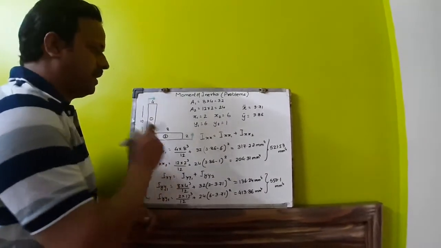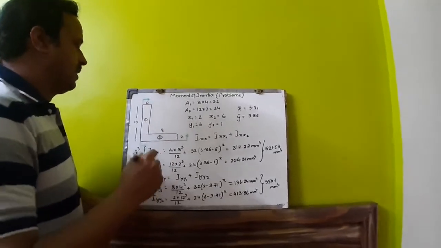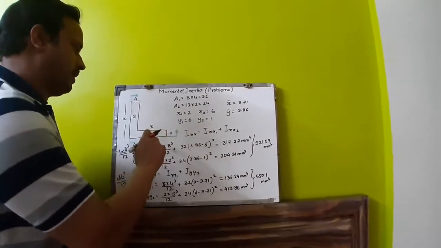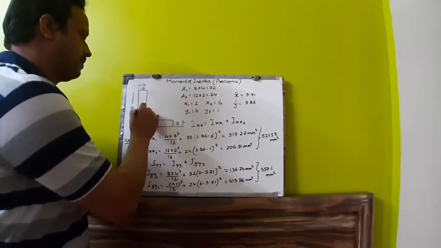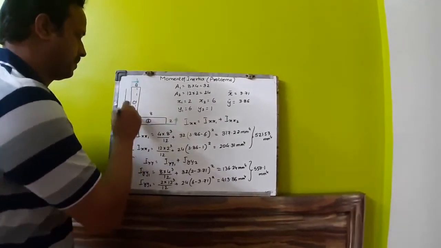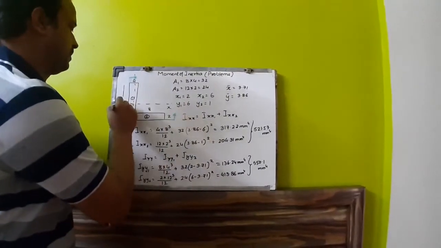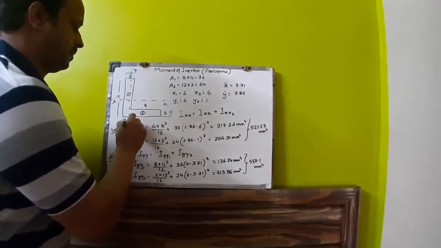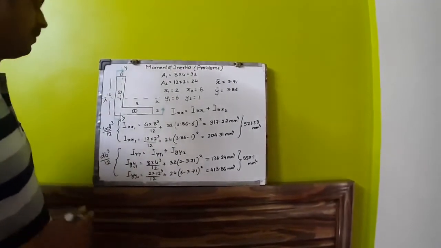Now the moment of inertia about the x-axis. About the x-axis means, if you look, this is 3.86, y bar. So from here it is 3.86, somewhere here. So this is, you can say, the centroidal axis. So this is your x-x frame and this is your y-y frame. So you need to find out the moment of inertia about this x-x and y-y frame.